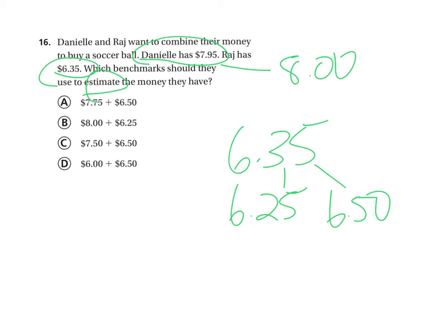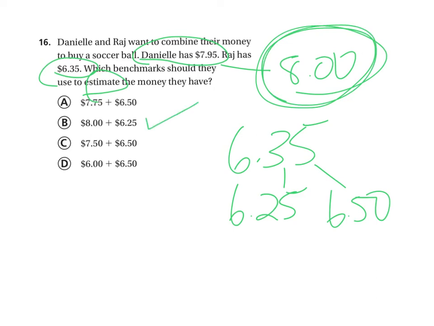Looking through these, a couple of things crossed my mind. Considering that Danielle has $7.95, it being 5 cents away from 8, this is what's on my mind when I go to these answer choices, because there's really only one here that has 8. If I compare it to the other number, $6.25, which was one of the ones that I had for Raj, the best answer choice here, I feel like, should be B.